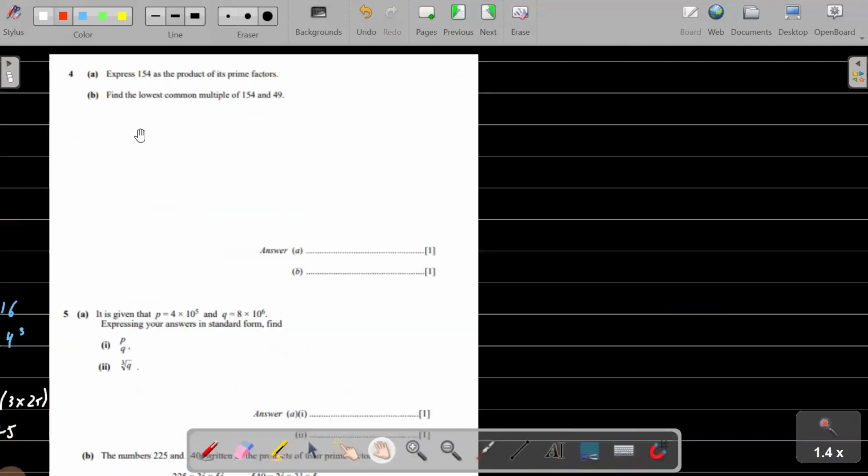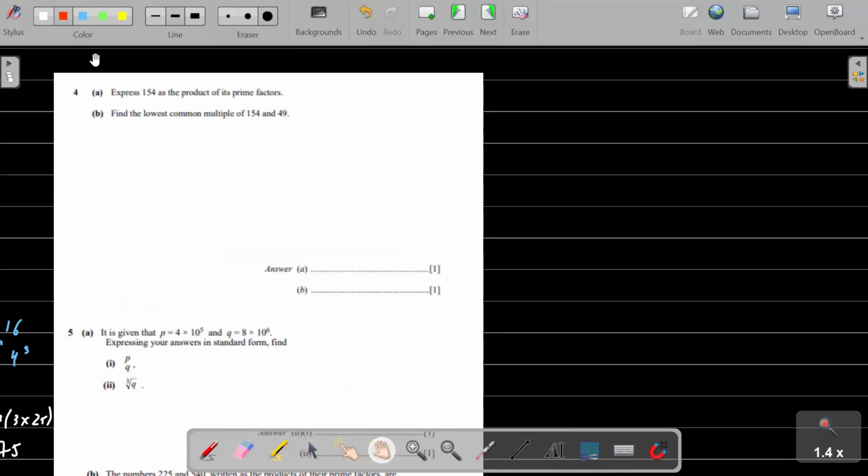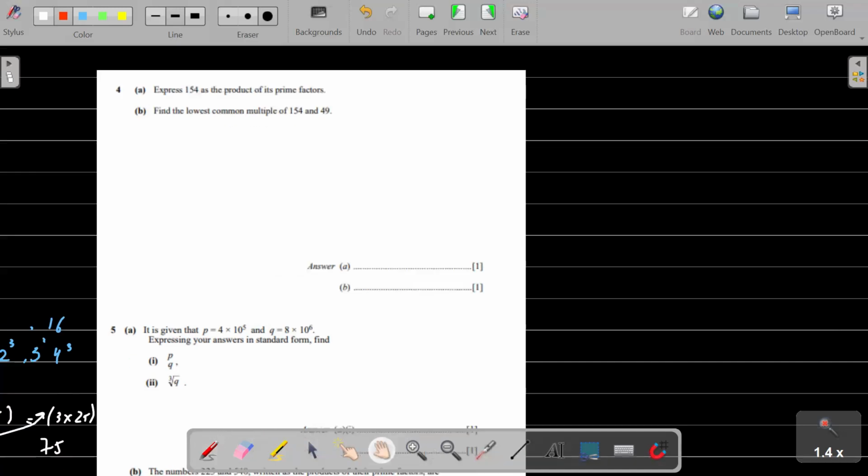Next question says that express 154 as a product of its prime factors. All right, we are going to figure out the prime factor by using ladder method. Let's do that. 154. It is 2 times 7 are 14, 1 carry forward, 2 sevens are 14. 7 ones are 7. 11 ones are 11. 2 times 7 times 11. These are the prime factors.